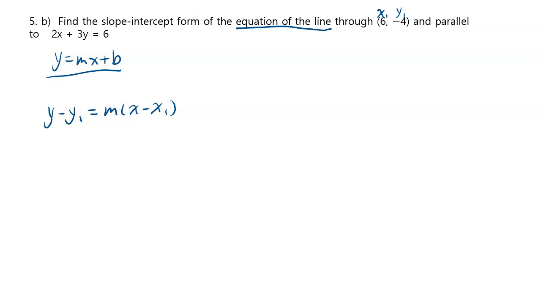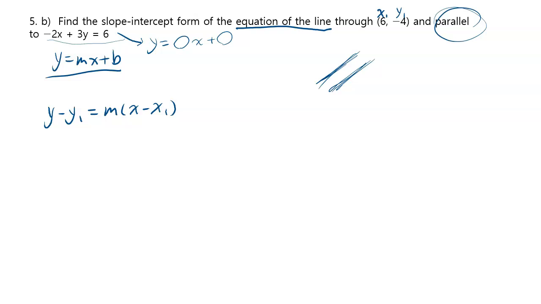So let's read the question again. Find the slope-intercept form of the equation of the line through (6, -4) and parallel to this. So what is this parallel? Well, if you have two lines that are parallel, you know that their slopes are exactly the same, right? Because their slantedness is the same thing. So what you want to do is first change this into y equals something times x plus something, because then the coefficient of x is your slope, as you can see here.